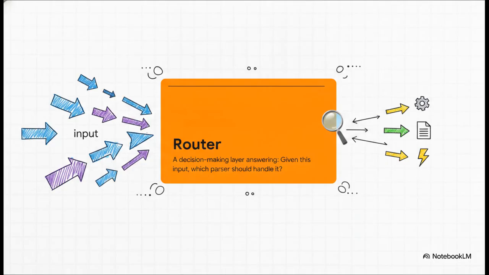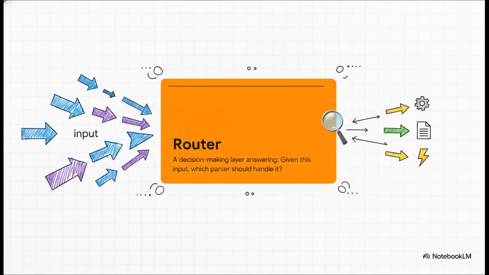So what exactly is a router? At its core, a router is just a decision-making layer. Its entire existence boils down to answering one incredibly simple but absolutely crucial question. Given this input, where should this go?